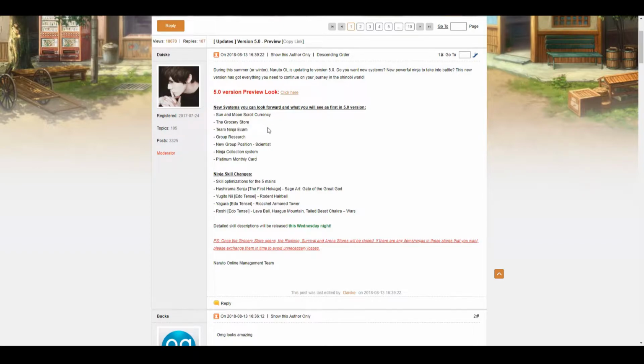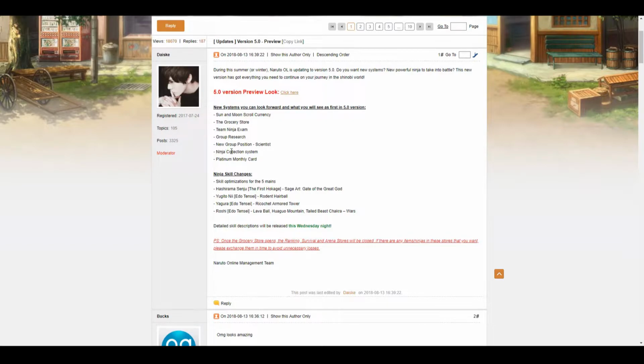Then there's Team Ninja Exam. I believe it is the hardcore mode, where it's even harder. Group research, so stuff about the group. Hopefully you'll probably have group summons as well. I would kind of like to see Katsuyu being added for the group summons, but I'm not entirely sure what all of these are. And of course, with the new group research, we have a new position for the group. It's called Scientist.